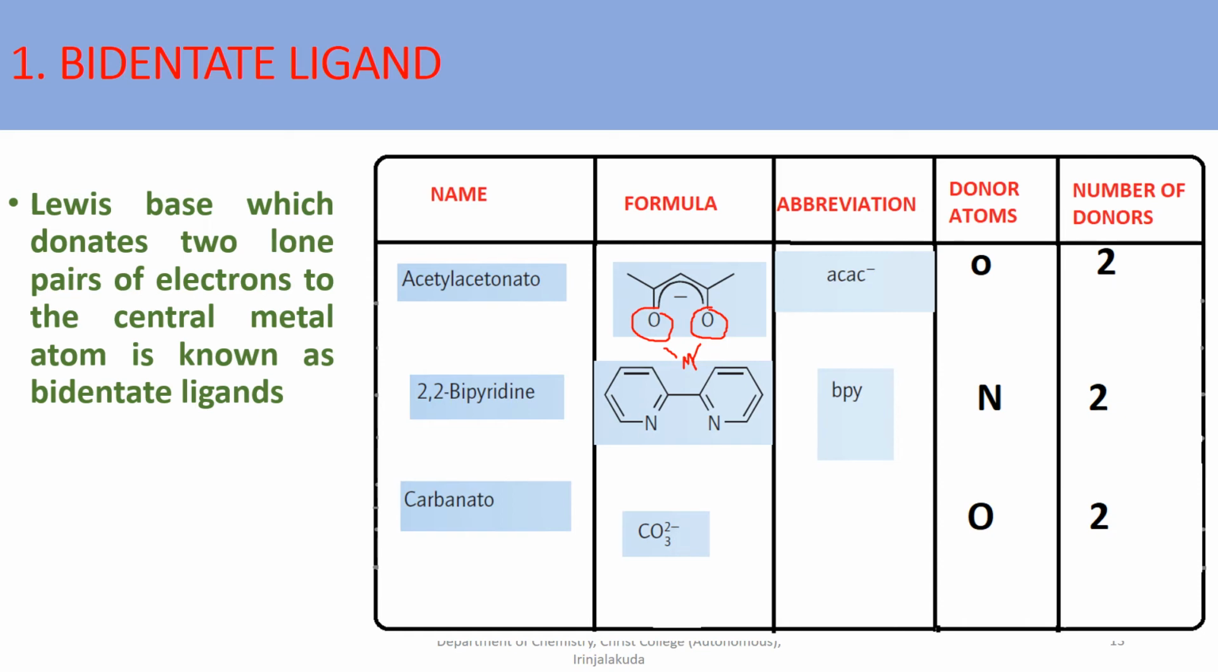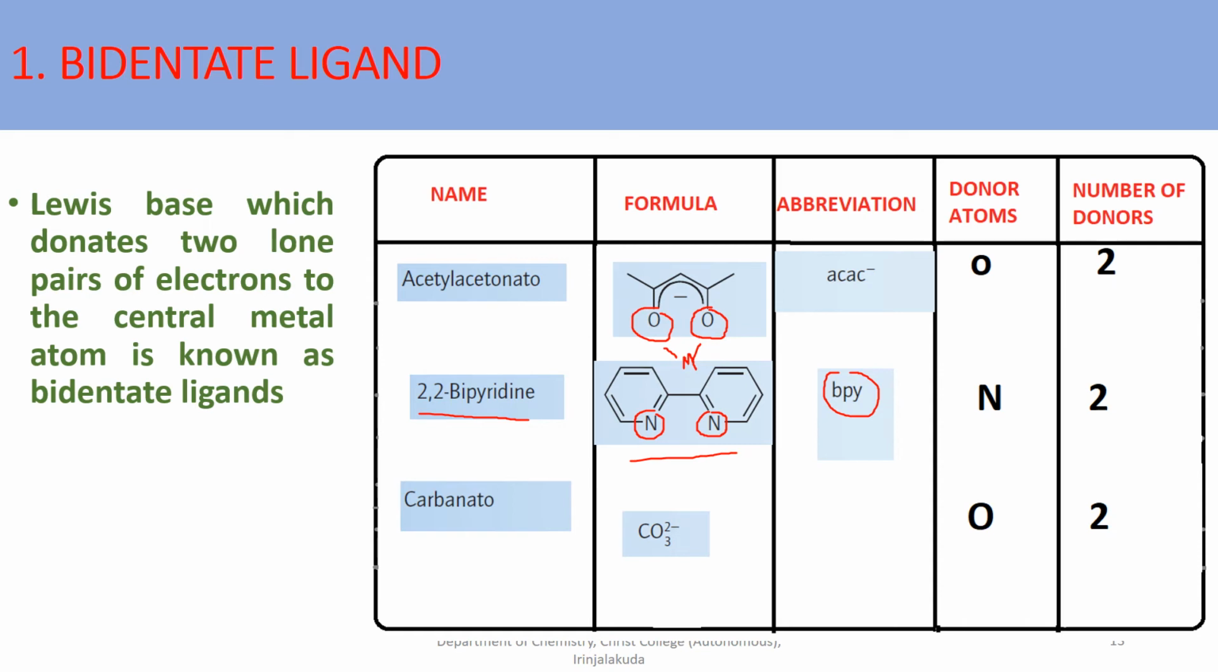Next one is 2,2'-bipyridine. The formula you can see in the table, and the abbreviation is BPY. Here you can see the nitrogens are the donor atoms which can coordinate to the metal atom. So it is a bidentate ligand.